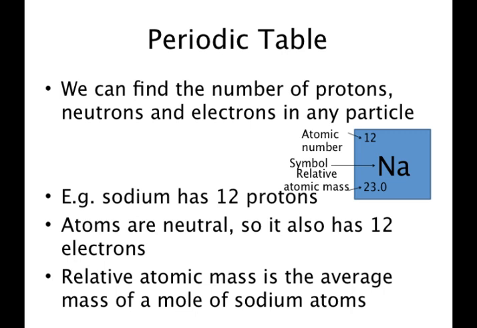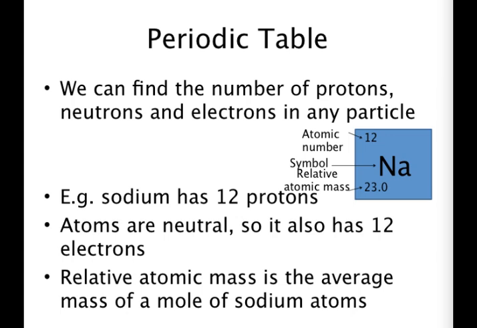This means the periodic table can tell us how many particles any particular atom has. For example, sodium has 12 protons, the number shown in the key as the atomic number, and it is the number of protons. It is always the smaller number. Atoms are neutral, so it must also have 12 electrons to balance the charge.